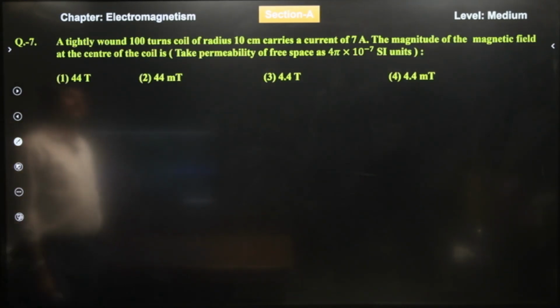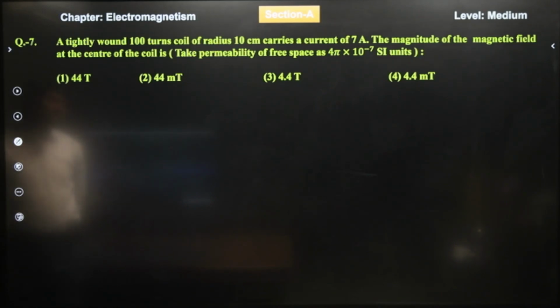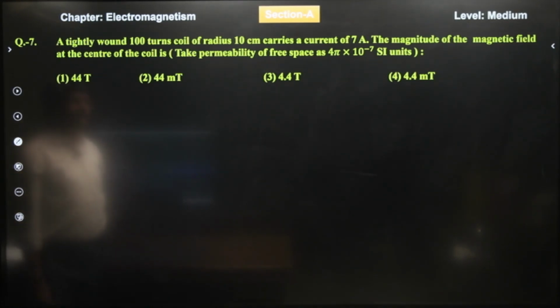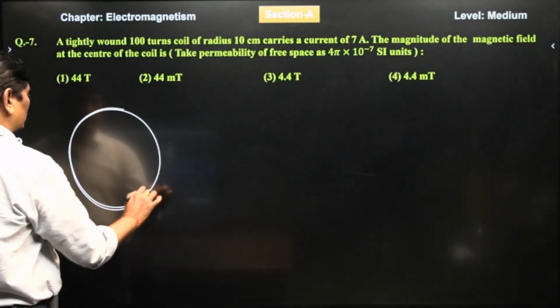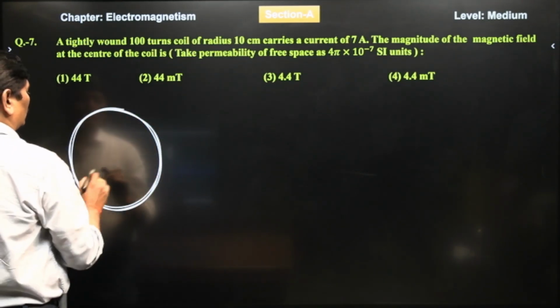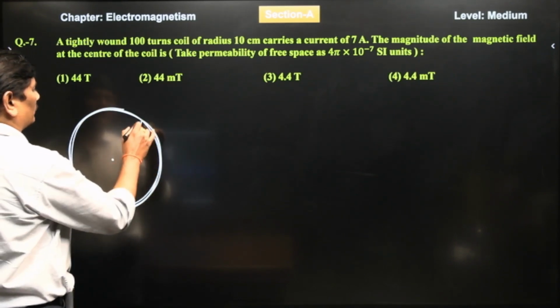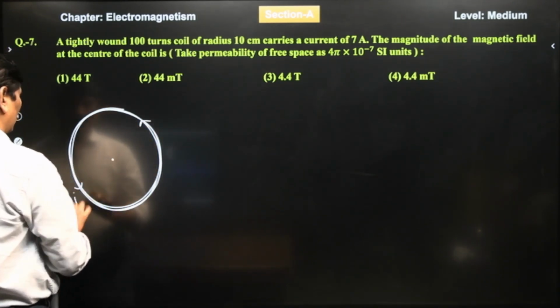Next question from electromagnetism is also a medium level question because it involves calculations. See the question. A tightly wound 100 turns coil of radius 10 centimeter carries a current of 7 ampere. The magnitude of the magnetic field at the center of the coil. There is a coil having certain number of turns. At the center, we are asked to find the magnetic field when there is current flowing through the coil.